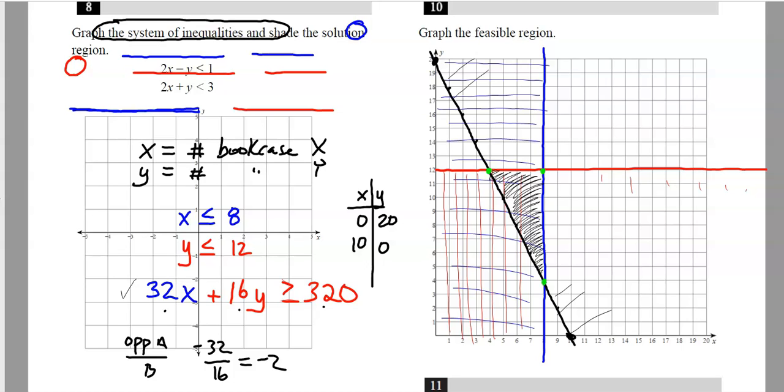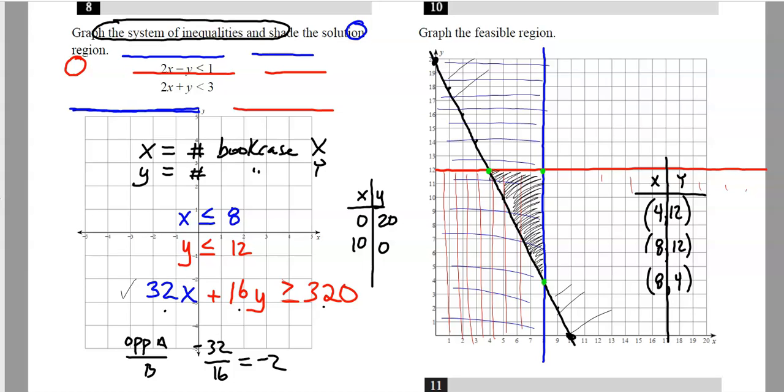My vertices are, and this is going to be important on the next screen, 4, 12, looks like 8, 12, and 8, 4. Now, I wrote them as ordered pairs. You could also think of these as a table. Remember, X was bookcase X, this was bookcase Y. So those are my vertices.